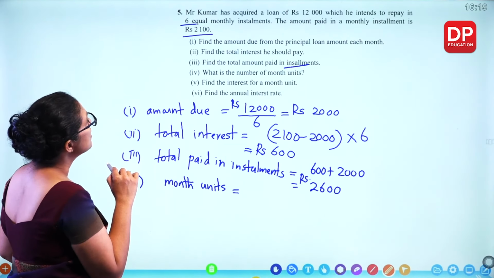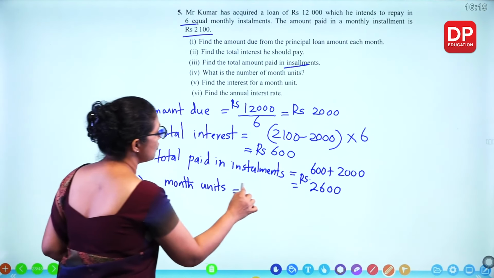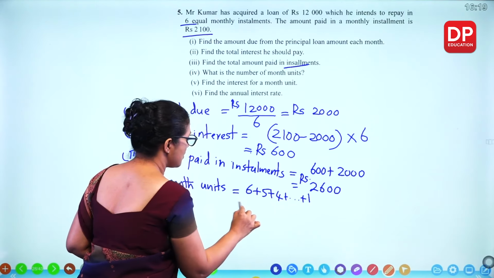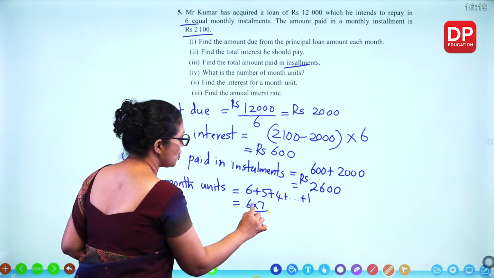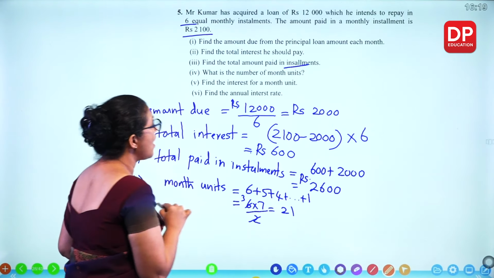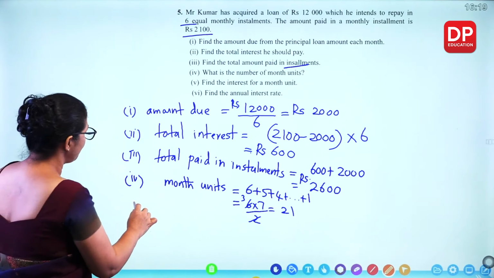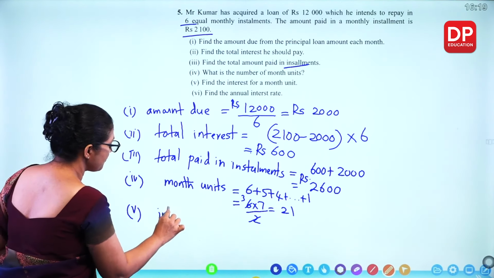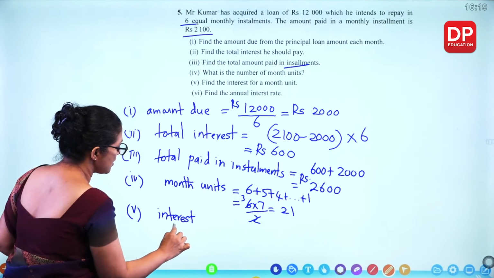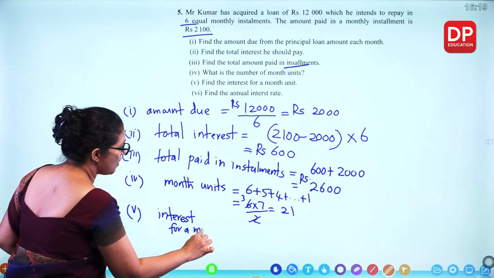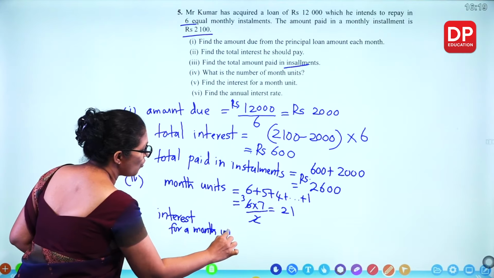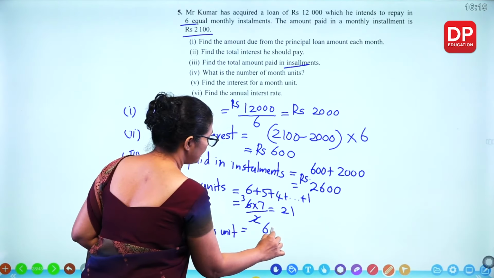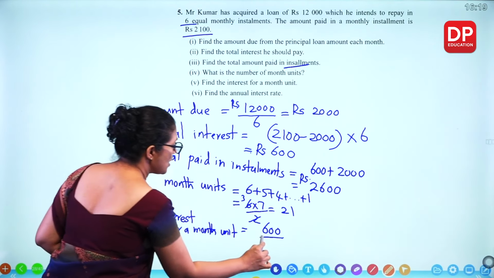Month units. So how many months? This is given 6 equal month units. So 6 plus 5 plus 4 plus 1. So that's 6 times 7 divided by 2. So 3 times 7, 21 month units are there. Fifth part, find the interest for a month unit. So total interest is 600 and there are 21 month units.